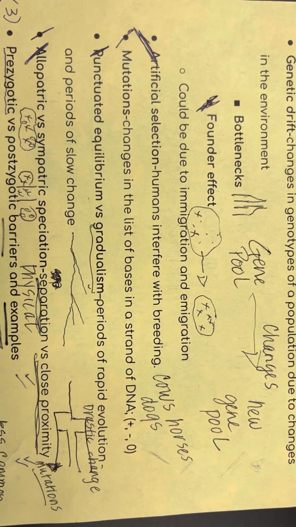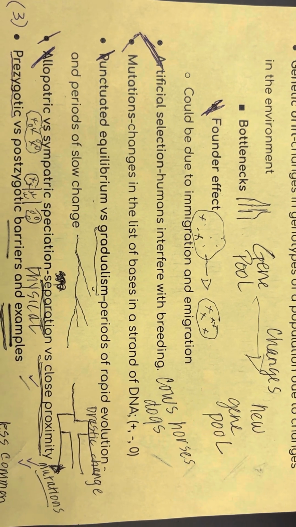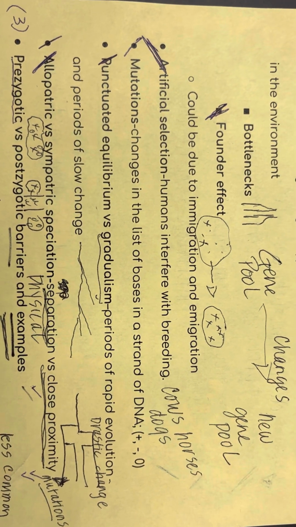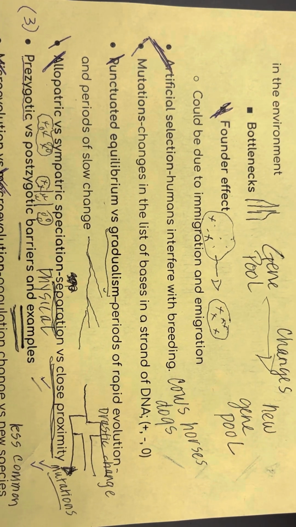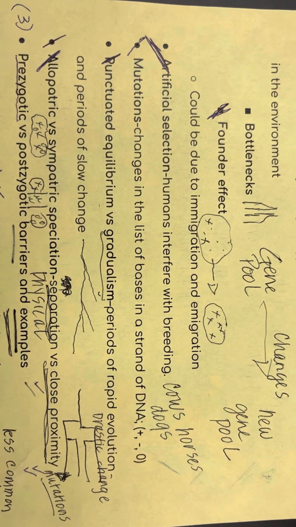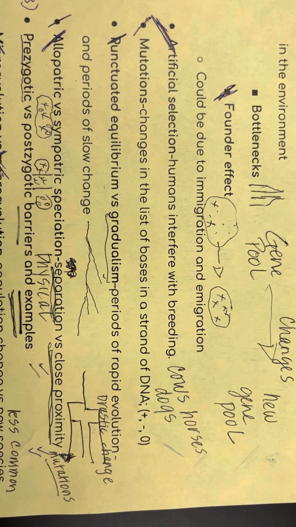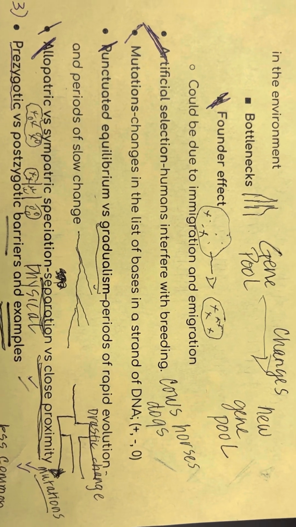Artificial selection is what humans do with cows and dogs and horses, and we really interfere on random mating because we control the mates. Mutations, remember, those are changes in a strand of DNA. One single change in bases can make the difference between organisms and species.